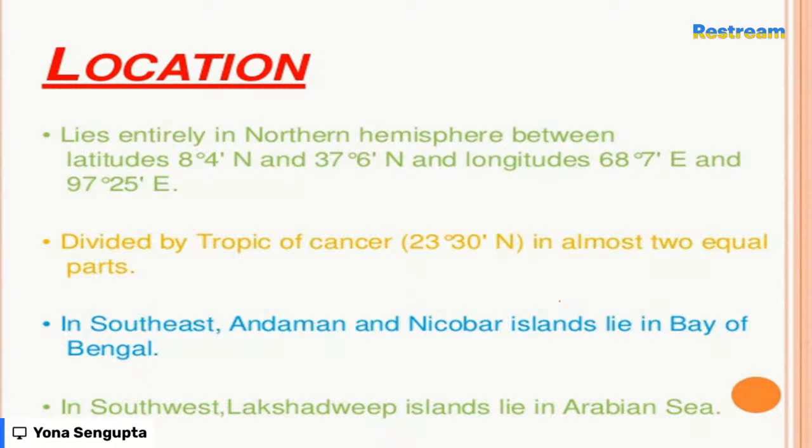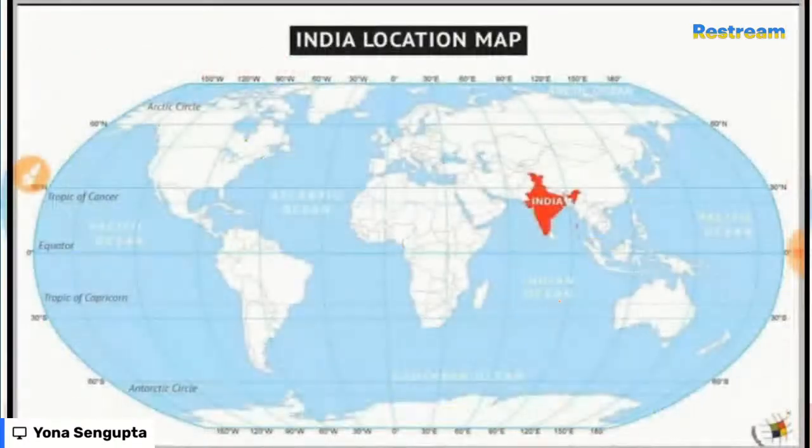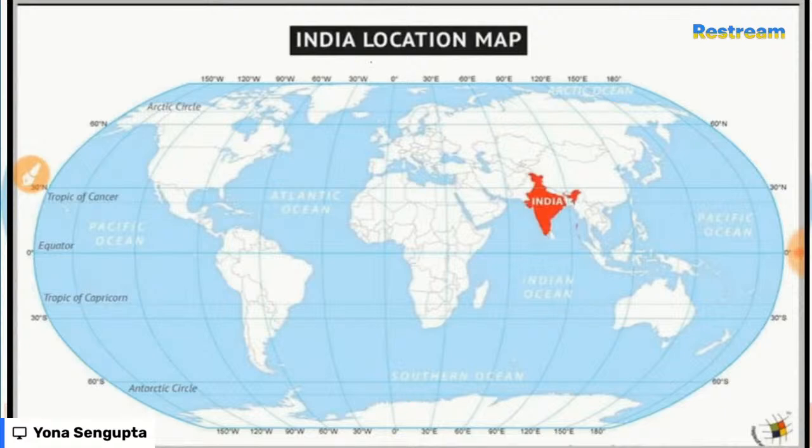I will show you an Indian map here. I hope you can see the Indian location map. Where is India located? First the location and then the size. The location is 8 degrees 4 minutes north and 37 degrees 6 minutes north. These were the latitudes.